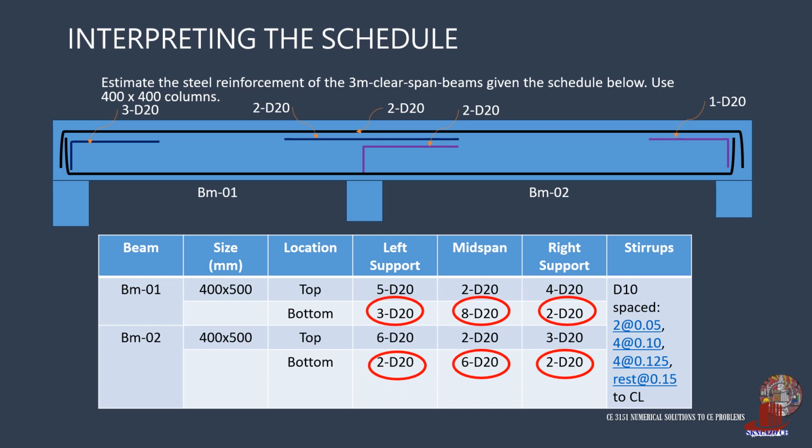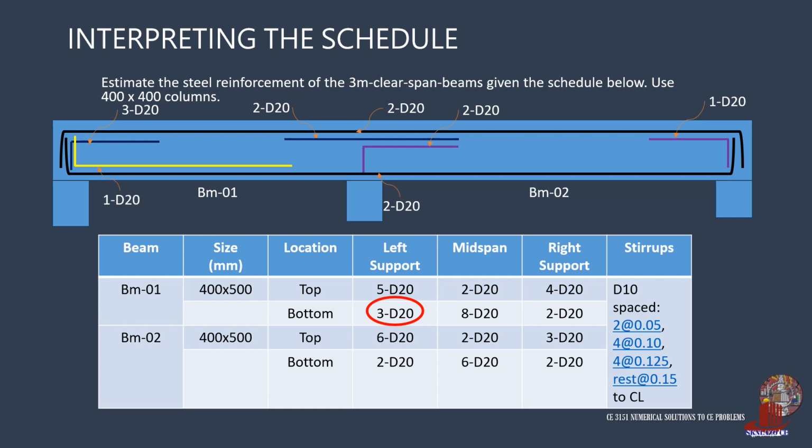Now check the bottom bars. From all the numbers in the schedule, the least is 2D20. So draw a continuous bar from beam 1 to 2 and tag this with 2D20. Move on to the left support of the first beam. The bottom bars in the schedule show 3D20, which means there should be a cut bar at this location.